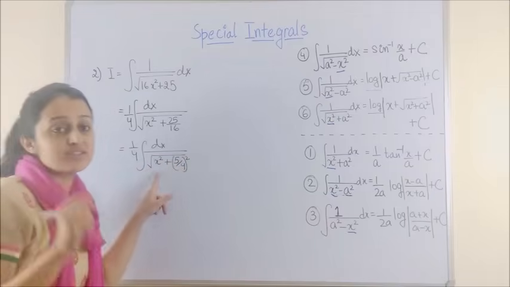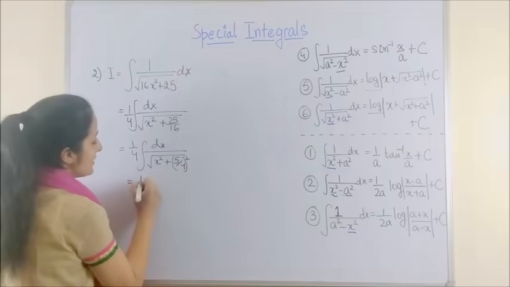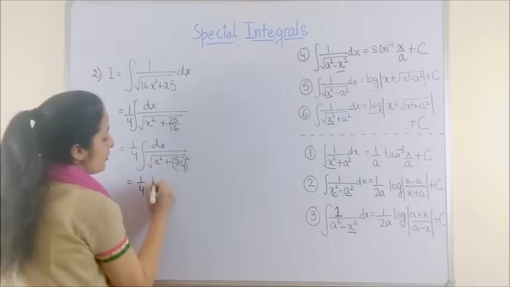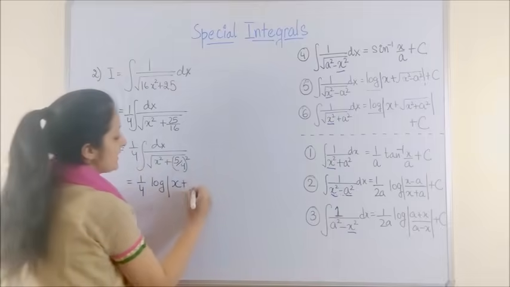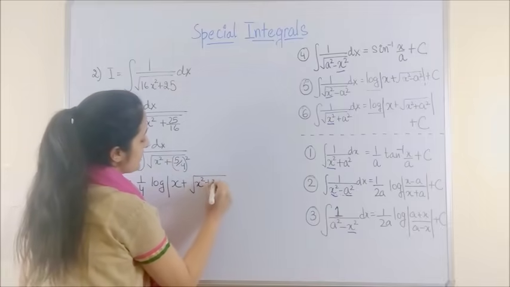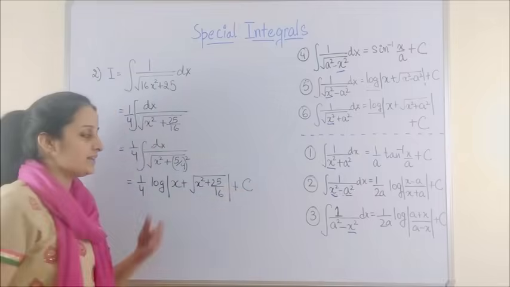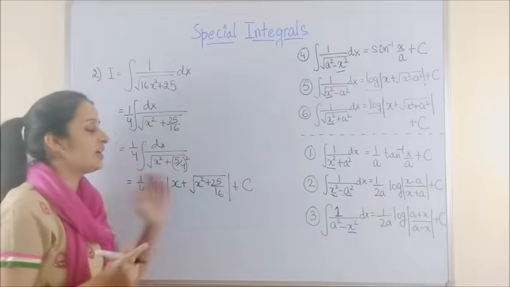Now this time there is a square root sign. Don't mix the two formulas, and thus looking at the list over here, you get log mod x plus, and you repeat the same, which is x square plus 25 by 16 plus c. And if you wish to take the LCM, you may do that, or you can even leave your answer here.